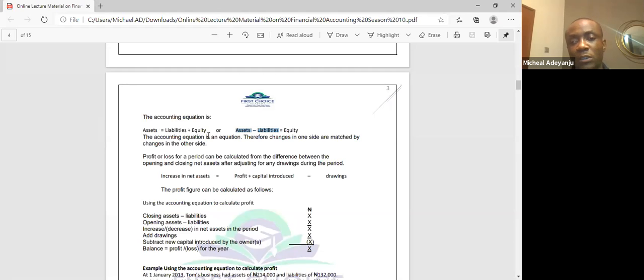Profit or loss for a period can also be calculated as the difference between the opening and closing net assets after adjusting for any drawings during the period. What does that mean? It means the increase in your net assets equals your profit plus your capital introduced minus your drawings. Your profit plus your capital minus drawings is also going to give you your capital itself. That is the total capital itself.